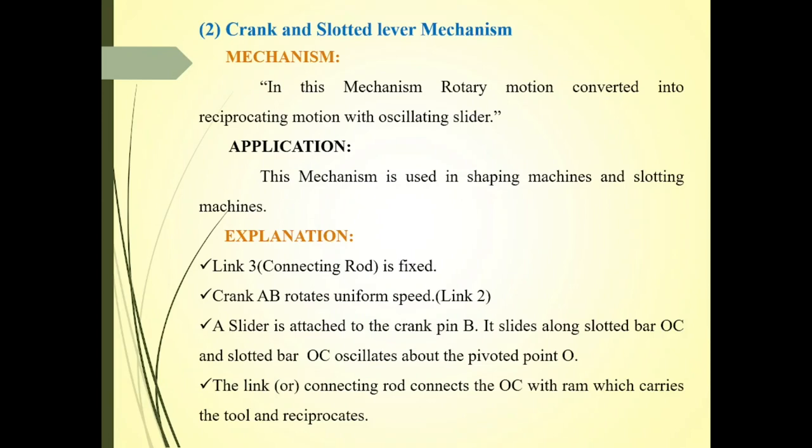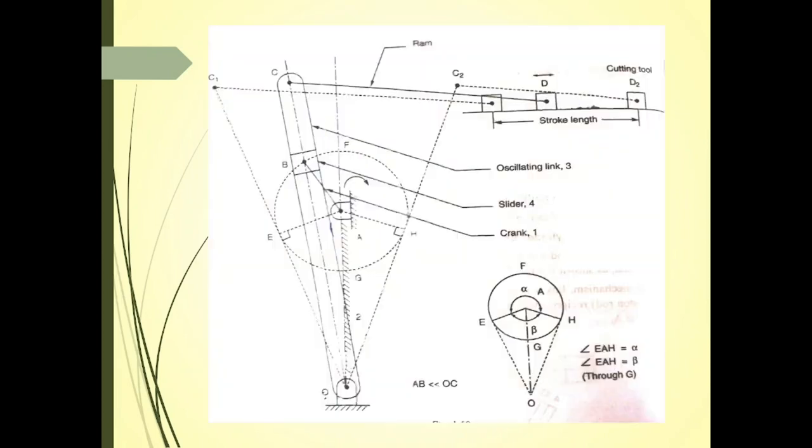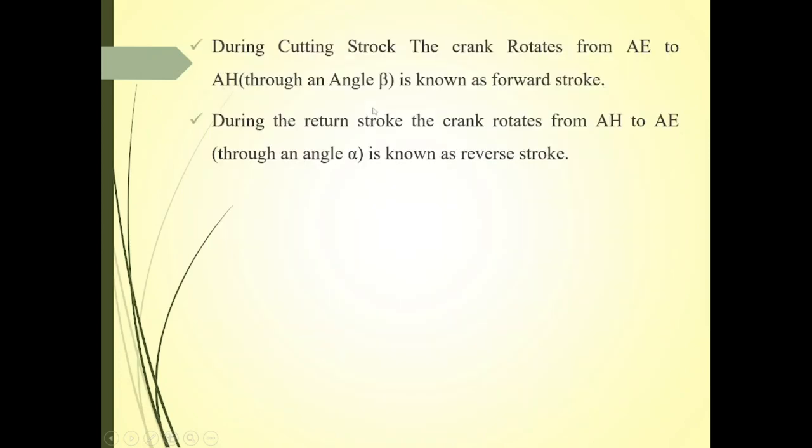Next one is the crank and slotted lever mechanism, already I explained. This type of mechanism is also used in the shaping machine. Same concept as before. This is a picture of the slotted lever and crank mechanism, and the ram moves like this in the shaping machine. When this element rotates, the slider moves down and the ram reverses, that is the reverse stroke. After further rotation, the slider moves up and the ram moves forward. That is the basic concept of the shaping machine.